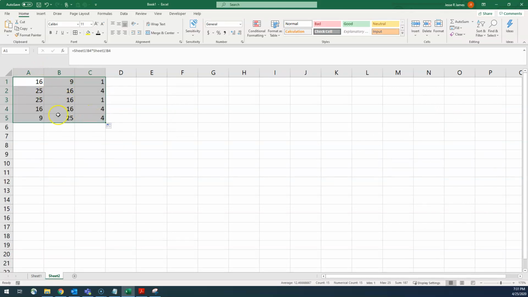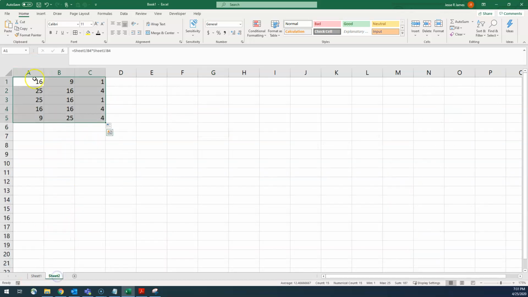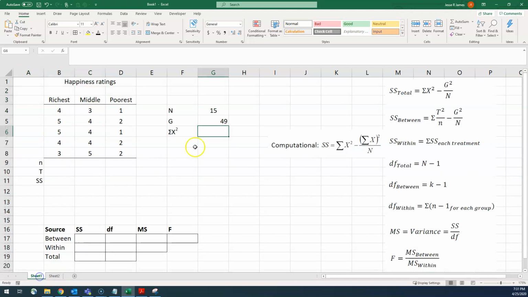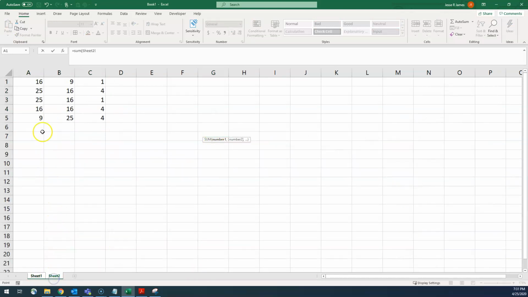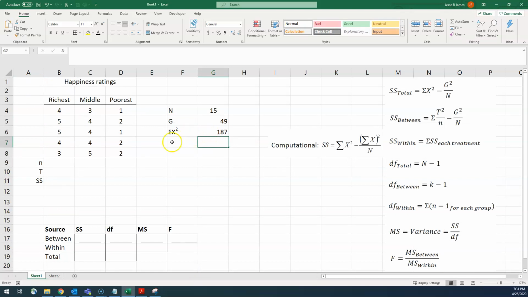This will give us a square of each one of those values. All I've done is square each of these values. 4 squared is 16, 5 squared is 25, 16, 25, and so on, right? So I've got a square of each of those values, and I'm just going to sum them up. I'm going to take equals the sum of all these values on my other sheet over here. That's my sum of x squared.